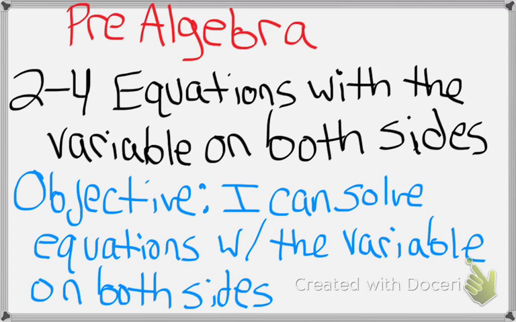In this pre-algebra video, we're going to talk about Chapter 2, Lesson 4, Equations with a Variable on Both Sides. Our objective is, as the student, I can solve equations with the variable on both sides because I'll use my properties of equality to move them all to one side and then solve it just like any other equation.